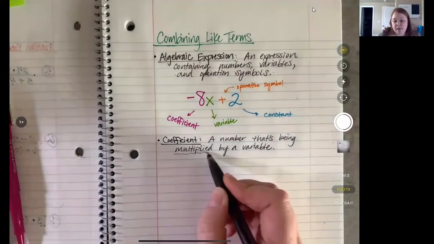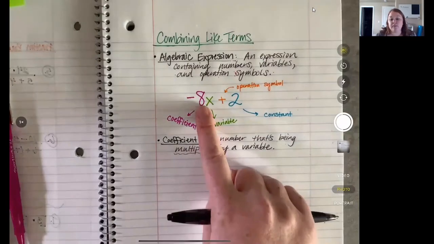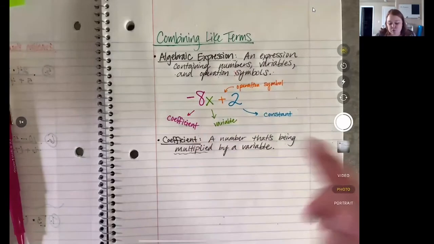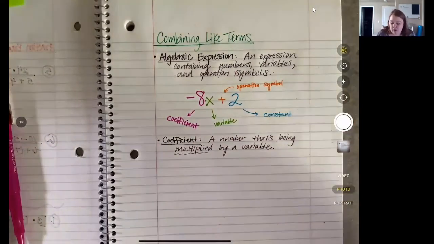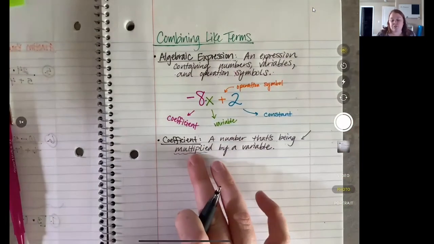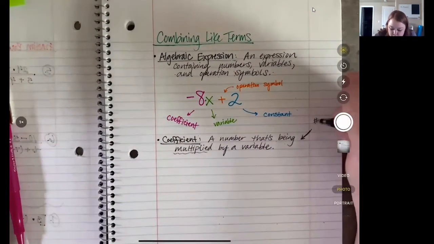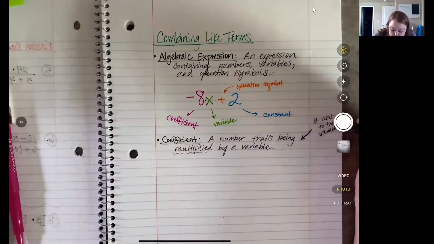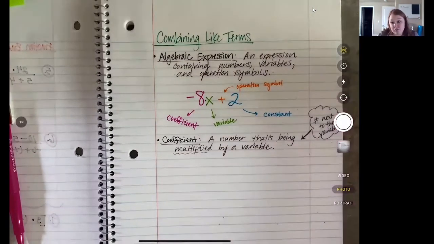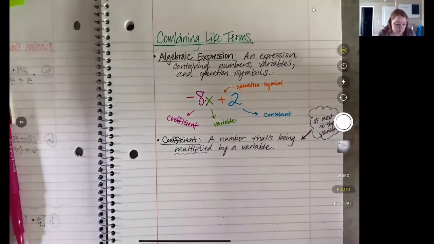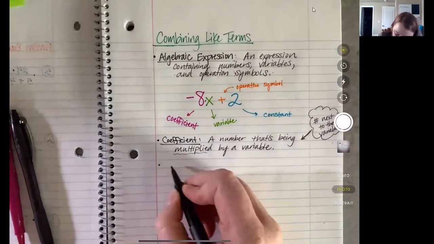Now, I wrote multiplied because I do need you to know that when a number like -8 is right next to a variable, what's secretly happening there is multiplication, okay? So I want that word multiplied in your definition, but how I think of it, like just in my head, I go, oh, that's just the number next to the variable. So like the definition in my head for coefficient is number next to variable. But I do want you to know that because they're next to each other, it means that they're multiplying. I think that's important. Okay, so let's go to constant next.